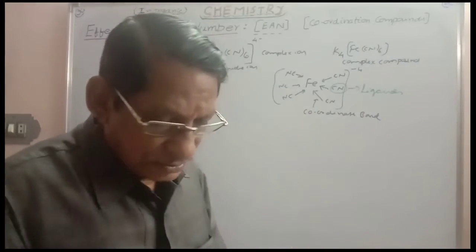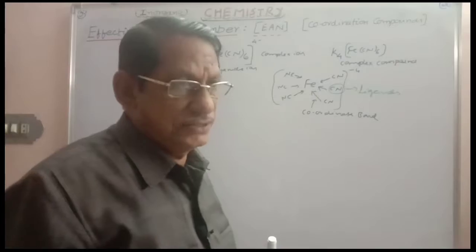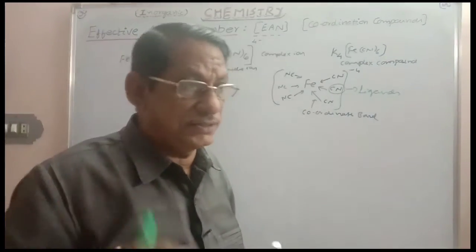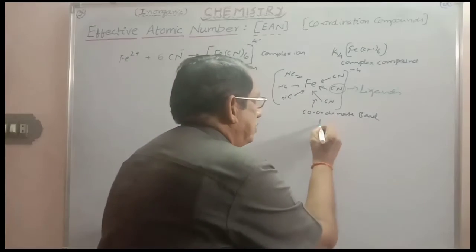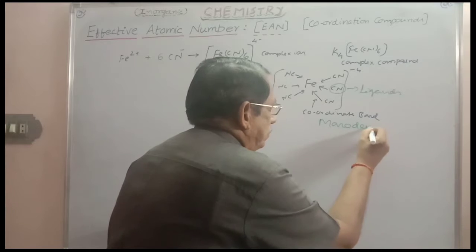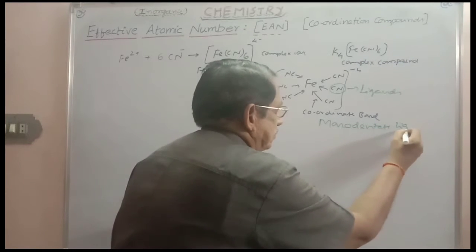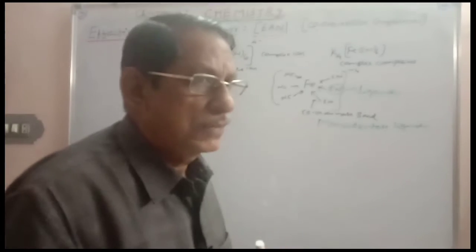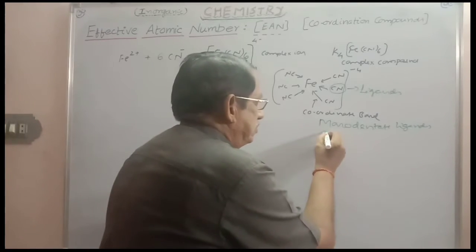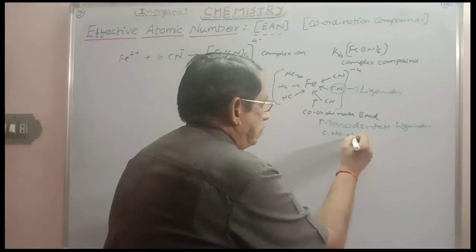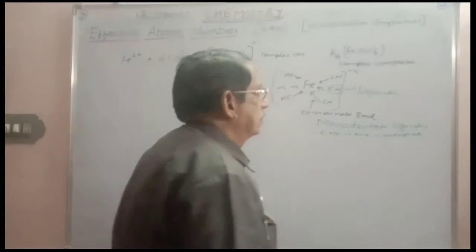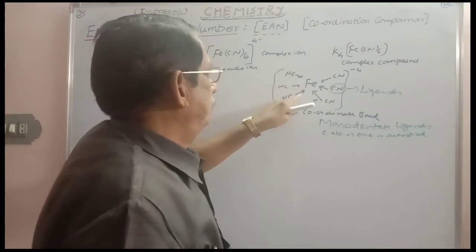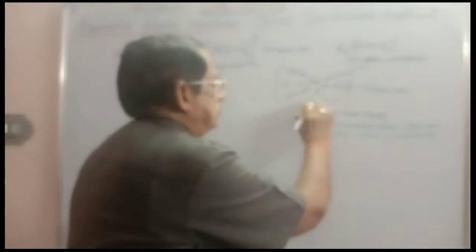And of course, there are also many types of ligands. Monodentate ligands, bidentate ligands, up to hexadentate ligands you can consider in a separate class. Particularly, we are taking here monodentate ligands. That means coordination number 1 is satisfied by these. So coordination 1, 2, 3, 4, 5, 6. This is what you call coordination bond, coordinate bond.